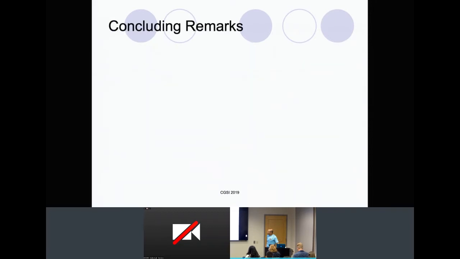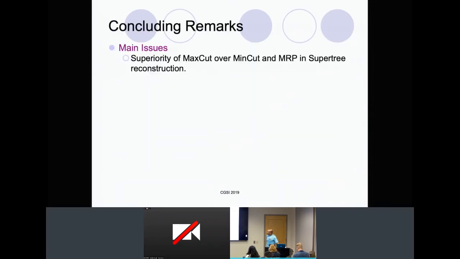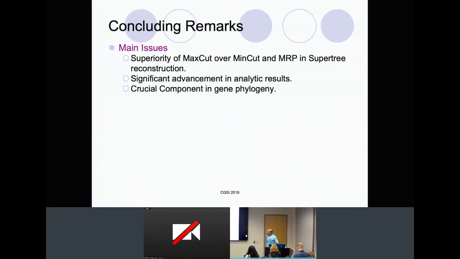But let me really conclude here. The superiority of max cut over min cut, MRP I didn't speak about, significant advancement in analytic results, and a crucial component in gene phylogeny. As you just saw, the way to overcome lots of incongruence between gene trees is to work with quartets, and people now use it also in incomplete lineage sorting, another term that you might have encountered here.